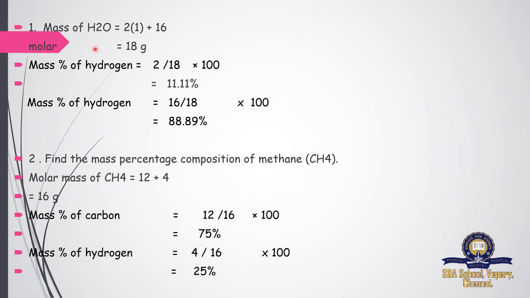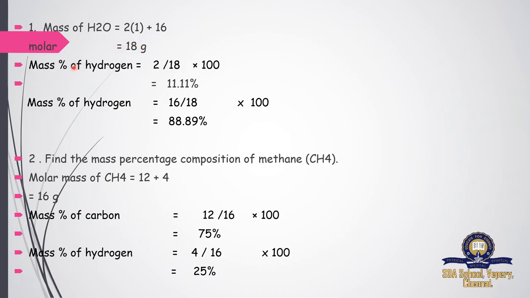Now we are going to calculate the mass percentage of H2O, water. In that, two hydrogen atoms are there. So first we put 2 and then 1, as the atomic mass of hydrogen is 1. So 2 into 1. Next we have an oxygen atom. Oxygen's atomic mass is 16. So totally the molar mass equals 2 plus 16 equals 18 gram.